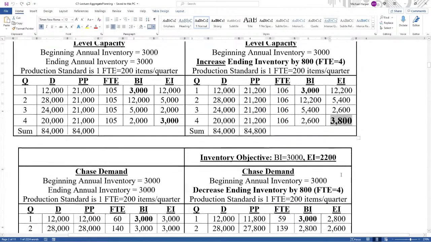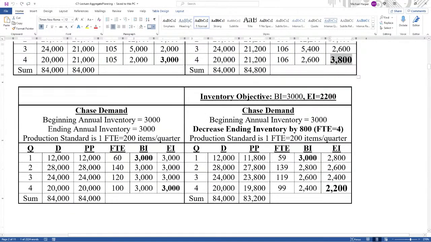So let's go the other way. Let's look at chase demand, and let's decrease the ending inventory by 800. When we have chase demand, remember the chase demand is defined by our capacity. So if we want to change our capacity, again, we'll take this 800 divided by our production standard, which is 4 quarterly FTEs, but it's a decrease of 4 quarterly FTEs. So we will spread that decrease throughout the year and subtract 1 FTE every quarter.